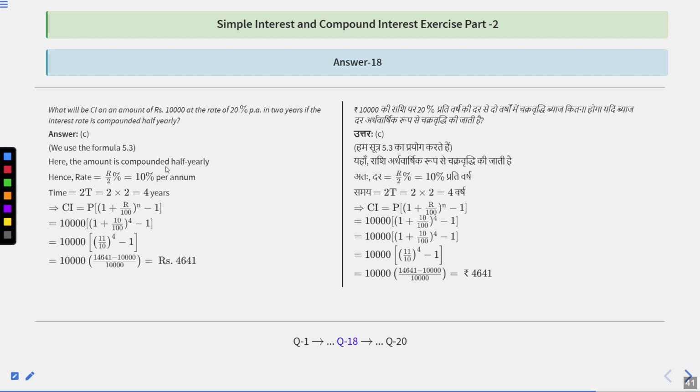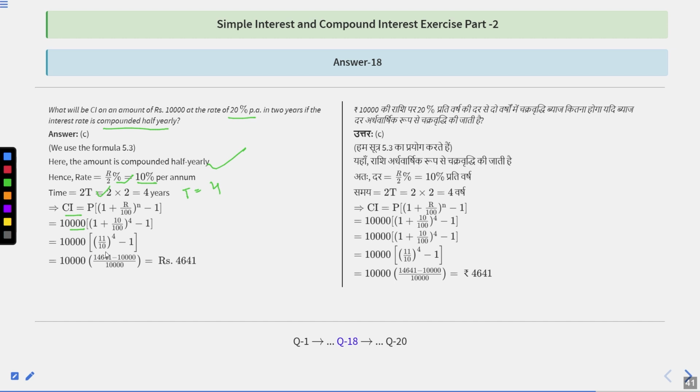The amount is compounded half yearly. Clear? It is given in the question. So the rate of interest will be half and time will become 2 times. So N or T will be 4 and the rate of interest will be 10. Clear? Because the rate of interest given is 20% per annum. So what will be the compound interest? 10,000 times 1 plus 10 upon 100 to the power 4 minus 1.